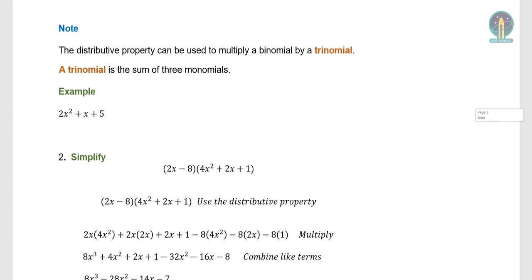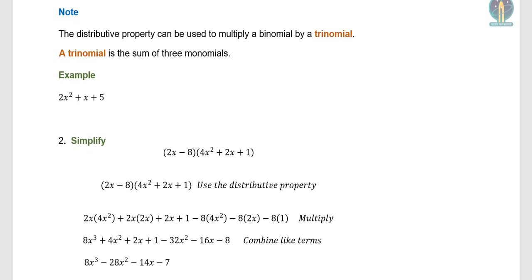One thing to note is that the distributive property can also be used to multiply a binomial by a trinomial. Now a trinomial is the sum of three monomials. It makes sense, right? Mono, bi, tri, etc. They just refer to the number of expressions that you have. So here's an example of a trinomial, actually: 2x squared plus x plus 5.